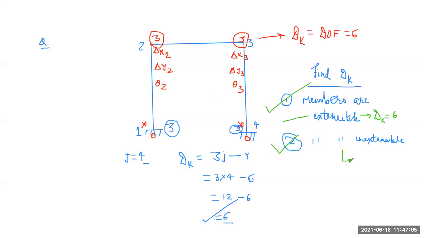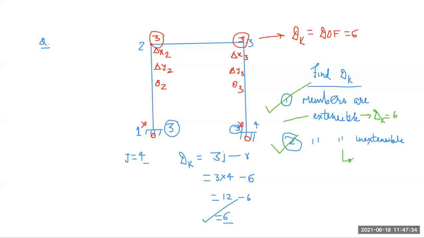So what is the decay value? Yes, sir. This member is inextensible. Then delta y2 is equal to 0, and delta y3 is equal to 0. In this case, we have delta x2, delta y2 and theta 2, and delta x3, delta y3 and theta 3.